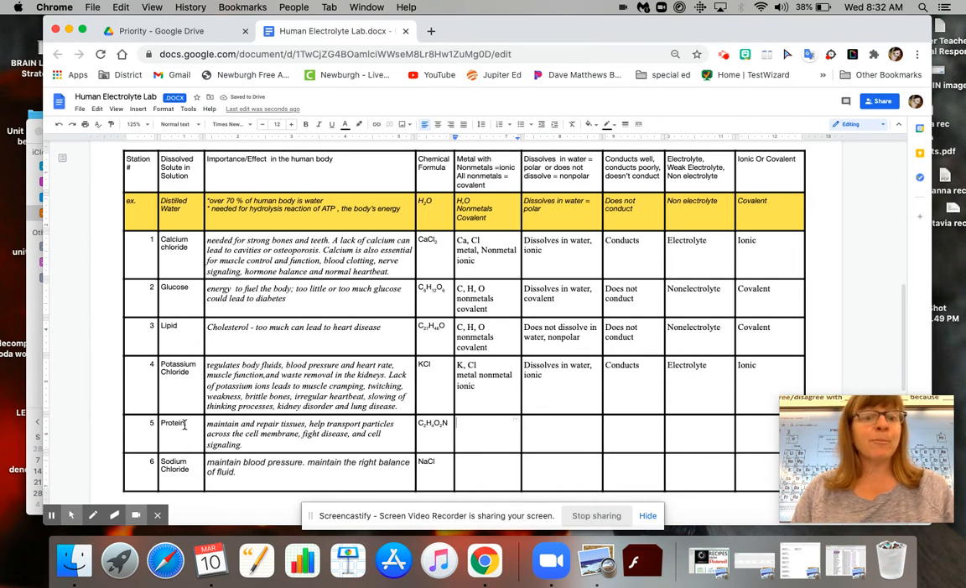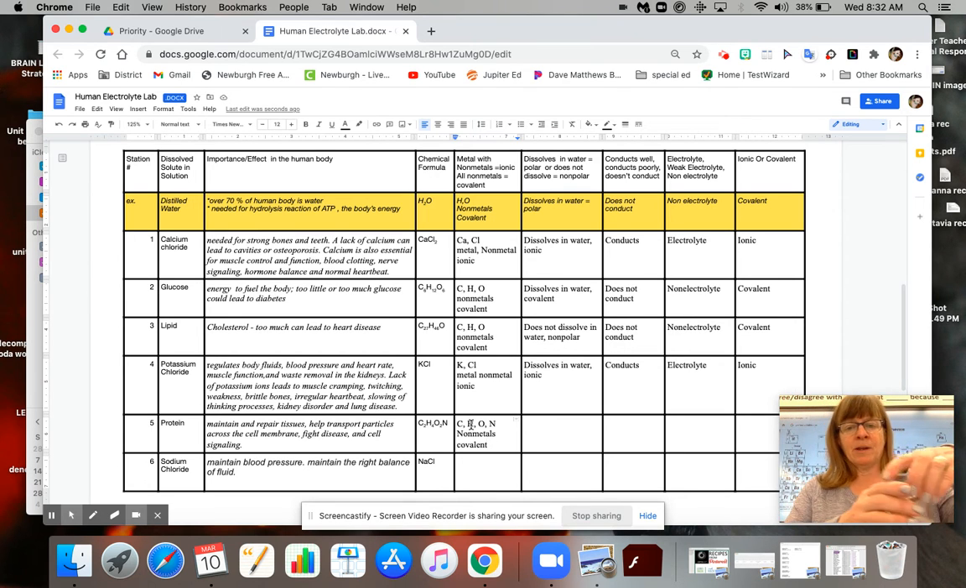And we're going to go to number 5, proteins. We know proteins, we get them from eggs and meat and beans and nuts. Okay, it maintains and repairs tissues, fights disease. In this case, it's made of carbon, hydrogen, oxygen, and nitrogen. Okay, those are all nonmetals. All nonmetals make it covalent.